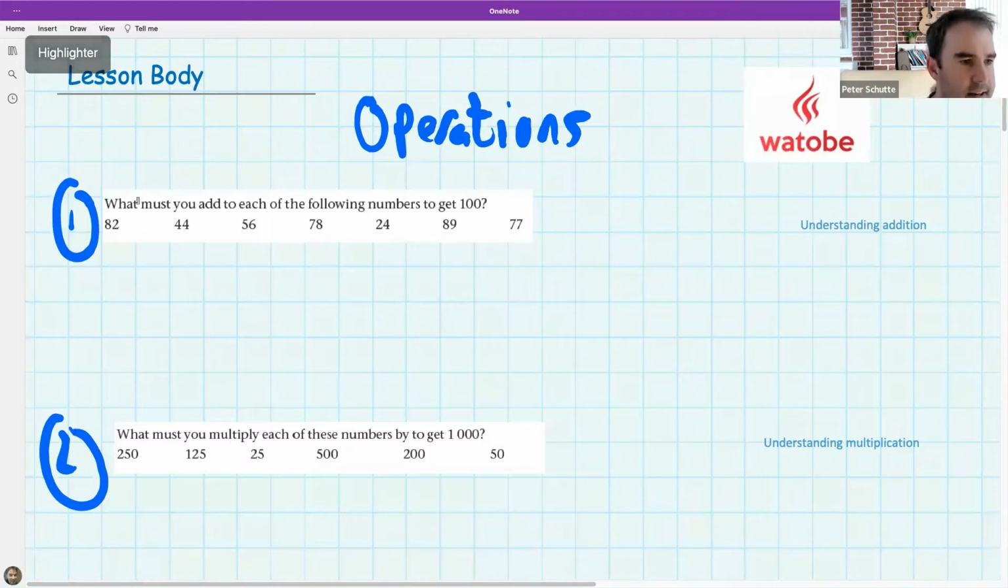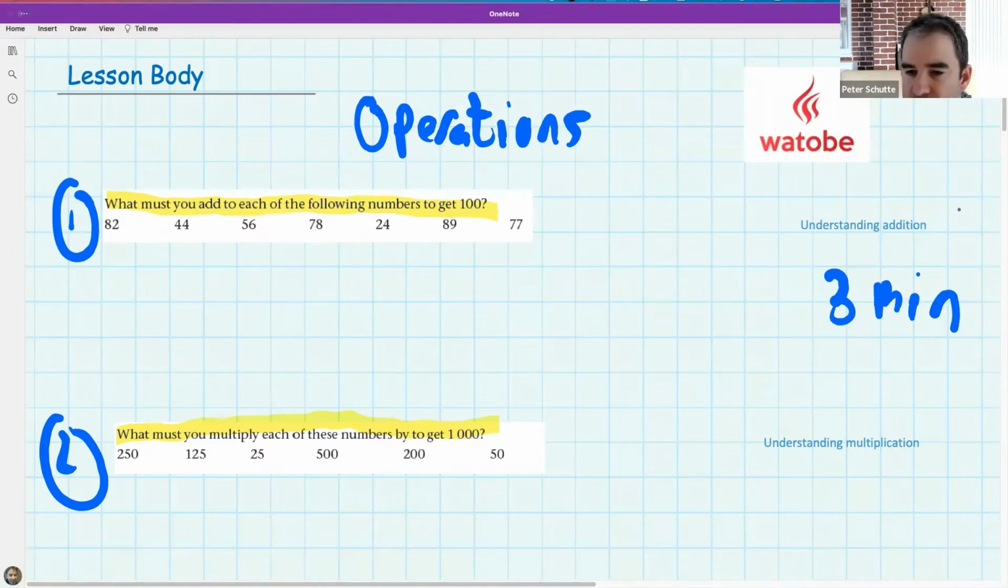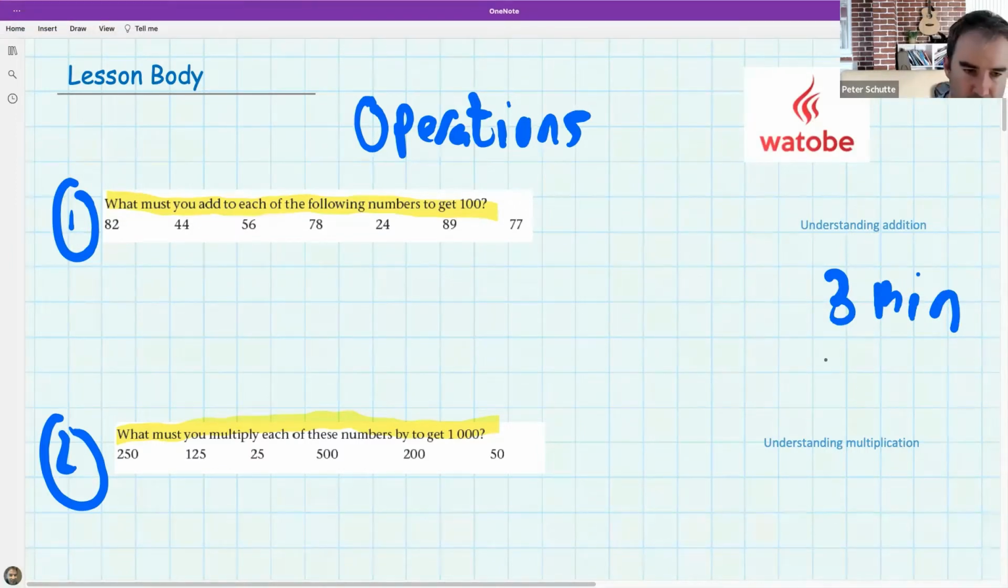What must you add to each of the following numbers to get 100? And what must you multiply each of the following numbers by to get 1,000? These are all whole numbers. I want you to go through that exercise. I'll give you 3 minutes to do that. It is now 13 minutes past, so let's make it till 17:16.